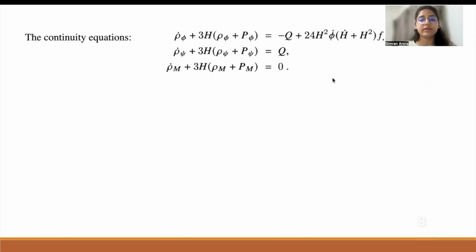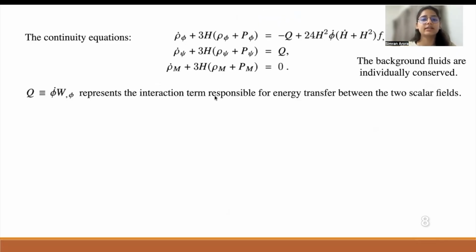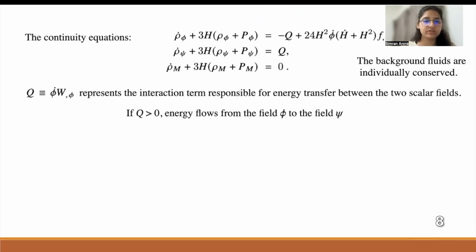In the continuity equation, we can see that there is a term which is responsible for the energy transfer between the two fields, right? This term is given by phi dot times the derivative of W with respect to phi. W is a potential corresponding to phi and psi both, right? So this is an interaction term between the two fields, which is responsible for energy transfer between the two scalar fields. So when you have Q positive, energy flows from the phi field to the psi field.